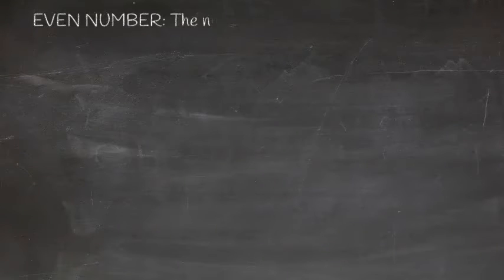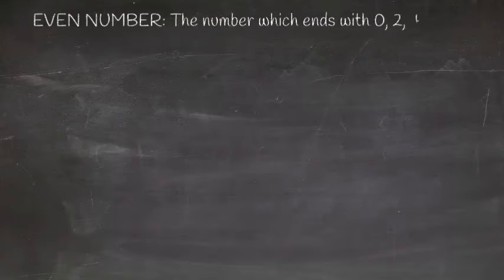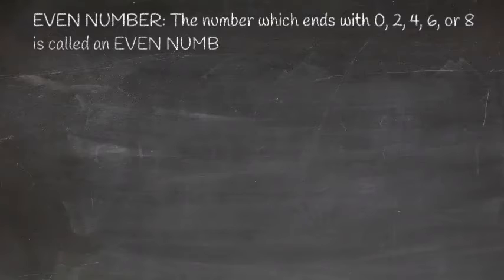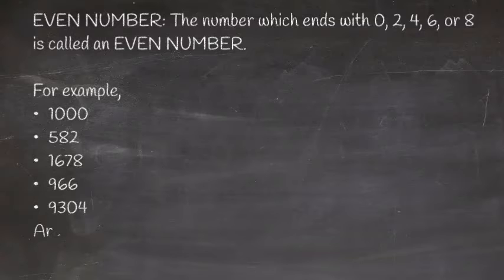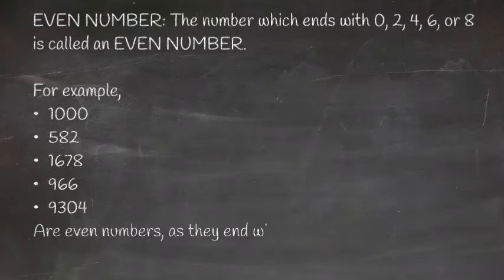Even number. The numbers which end with 0, 2, 4, 6 or 8 are called even numbers. For example, 1000 ends with 0, 582 ends with 2, 1678 ends with 8, 966 ends with 6, so they are even numbers. 9304 ends with 4, so it is an even number.